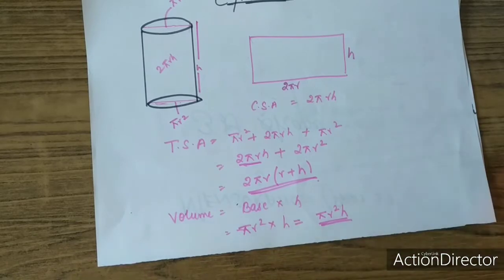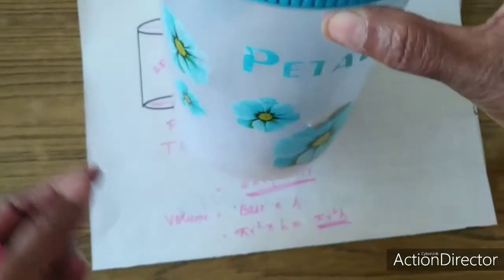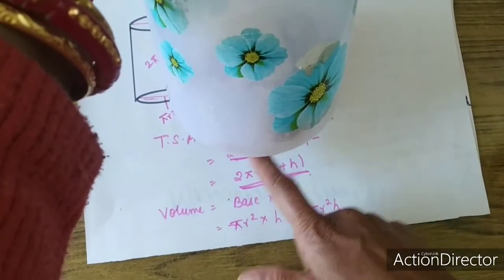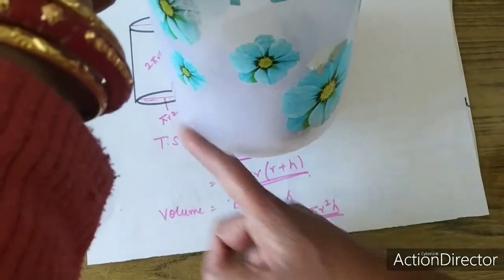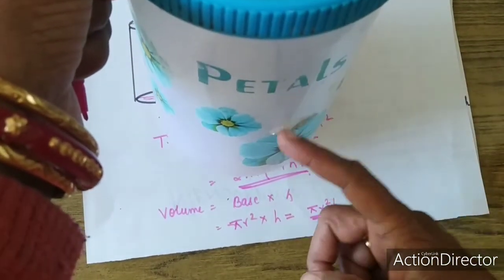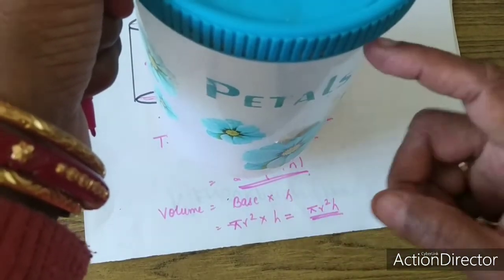As I said earlier, volume is nothing but something you are going to fill inside this cylinder. So you will be filling on this base area. The base area is a circular shape, pi r square, and it will be filled till the height of the cylinder. So the volume will be equal to pi r square h.